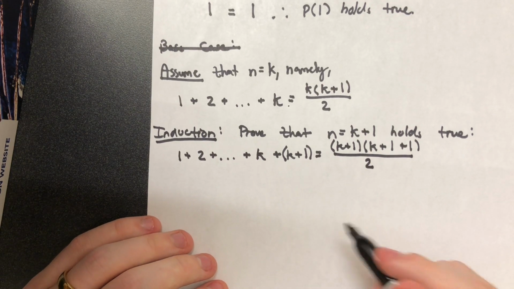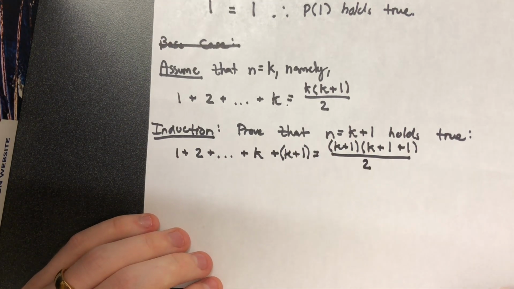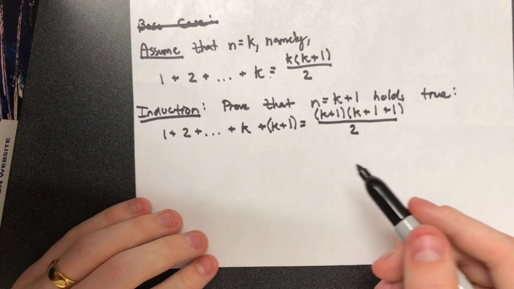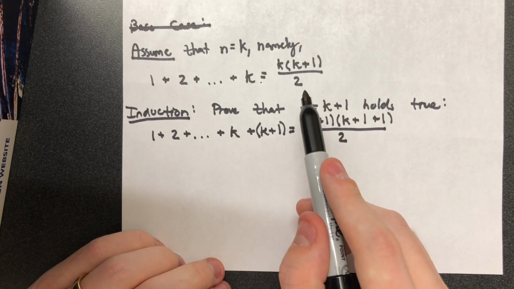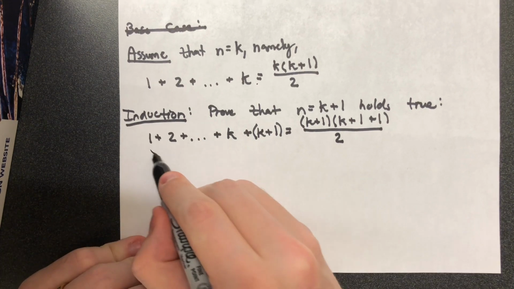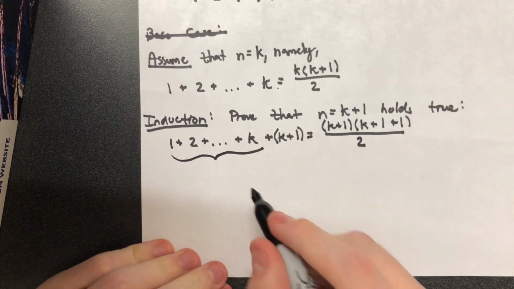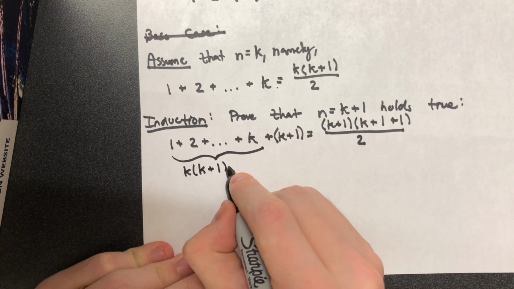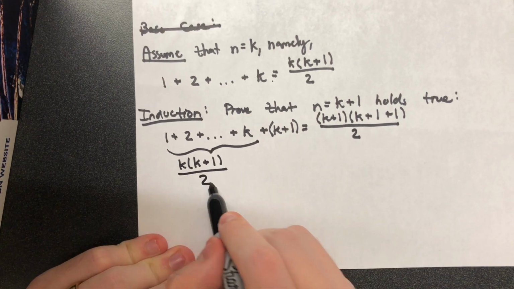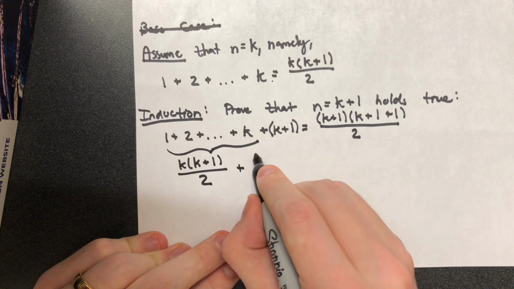So now you may be wondering, what do I do from here? Well, it's pretty simple. Now we just need to use a little bit of algebra, and we're going to use our assumption to wrap all of this up into k plus 1 over 2. And then we're going to just rewrite it.